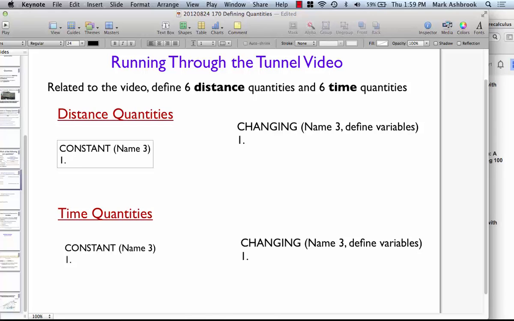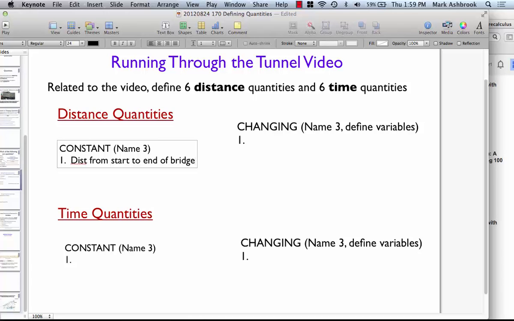Okay, let's see how you did. Anyone volunteer a constant distance quantity that's well defined in this situation? Yes, sir. What's your name? The length of the bridge. Can I say the distance from start to end of bridge? Is that what you meant? Do we need a unit? If we're just defining the quantity, we don't need a unit. It's just how far that distance is. Okay, someone else.